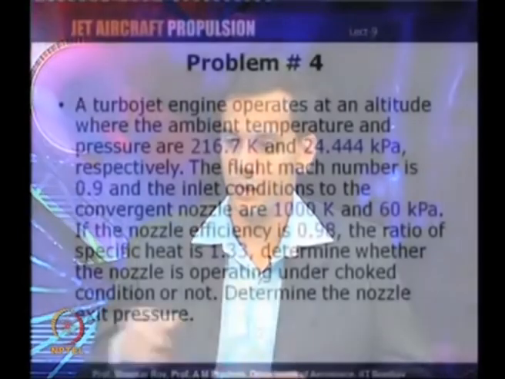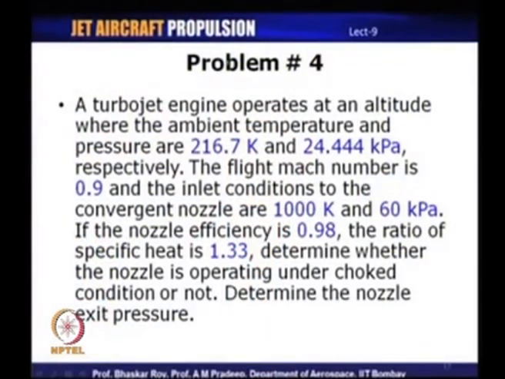So, we will see how we can use the nozzle efficiency in assessing the performance of a nozzle. So, the problem statement number 4: a turbojet engine operates at an altitude where the ambient temperature and pressure are 216.7 Kelvin and 24.44 kilopascals. So, the ambient temperature and pressure are given, the flight Mach number is 0.9 and the inlet conditions to the convergent nozzle are 1000 Kelvin and 60 kilopascals. If the nozzle efficiency is 0.98, the ratio of specific heats is 1.33, determine whether the nozzle is operating under choked condition or not. Also determine the nozzle exit pressure.